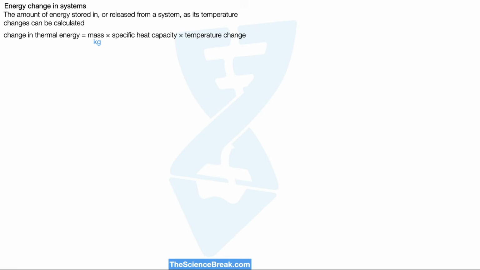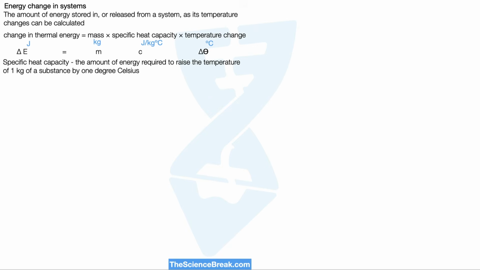Mass is measured in kg, specific heat capacity in joules per kilogram degrees Celsius, and temperature change will be in degrees Celsius. Change in thermal energy, being energy, will be measured in joules. And the symbols for that equation, also given to you in the exam, are shown there. Next, we're going to take a look at the definition of specific heat capacity.